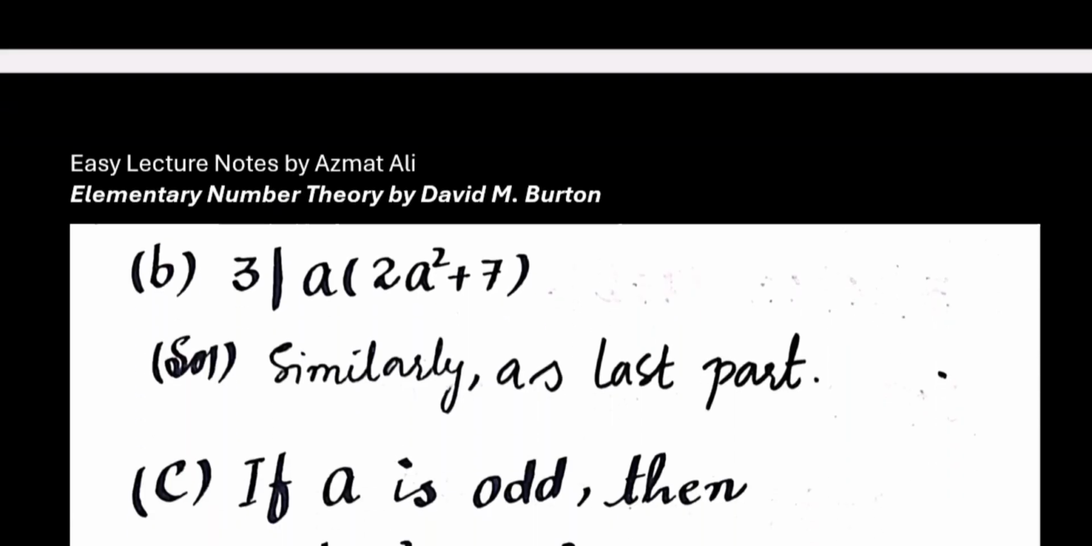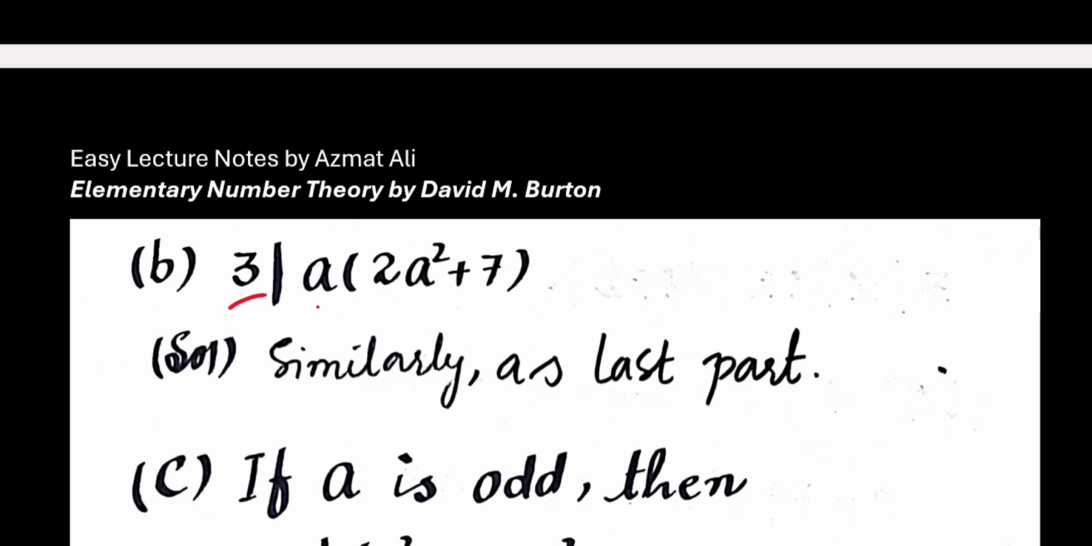Next, in the B part, we have to show 3 divides the product a into 2a square plus 7. You can do this question by yourself. This is similar to the last part.